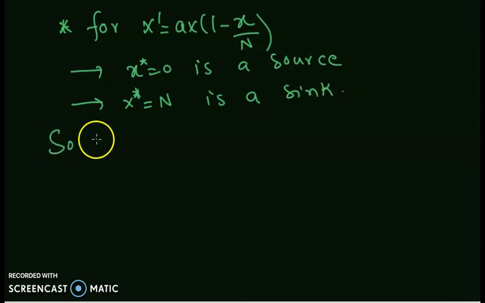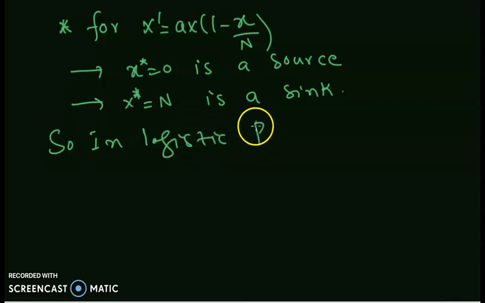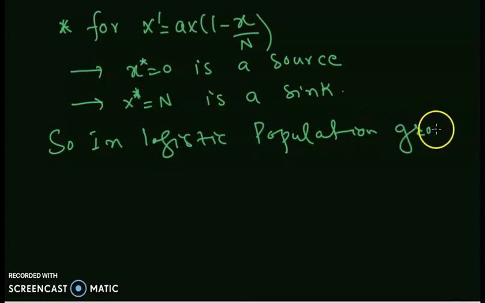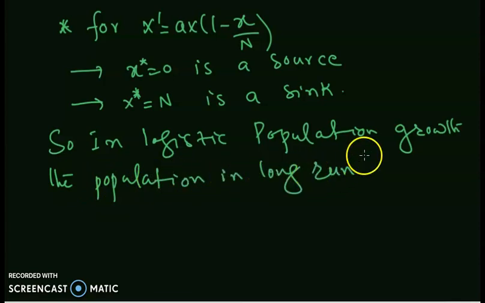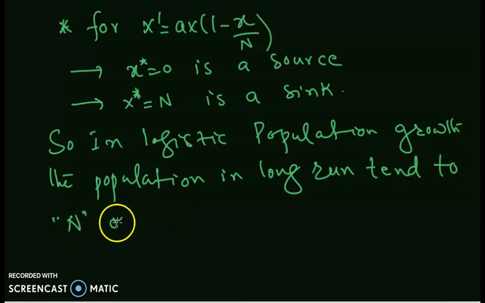So in logistic population growth, the population in the long run tends to N, or the carrying capacity.